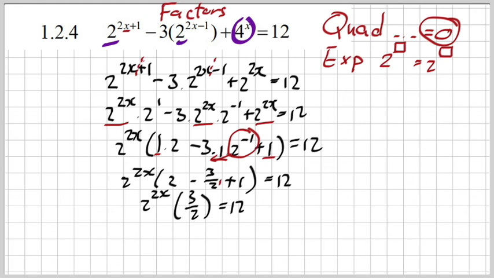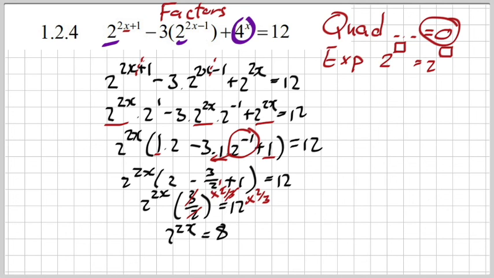Next up, I'm still not having my 2 to the 2x alone. So I'm going to times by 2 over 3 on both sides, because remember, I'm doing this because the 2 and the 2 are going to divide away, and the 3 and the 3. So I'm multiplying by the reciprocal. On the right-hand side, I've got 12 times 2, which is 24, divided by 3, which is 8. So in other words, I now have the 2 to the 2x on its own on the left.